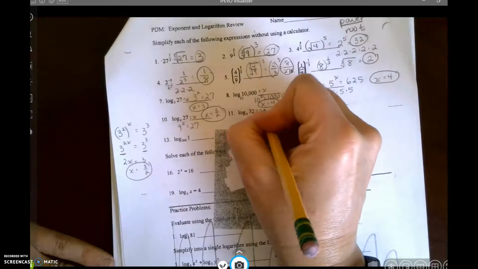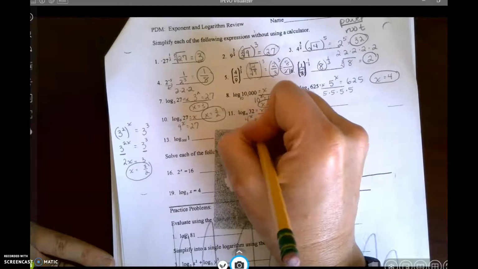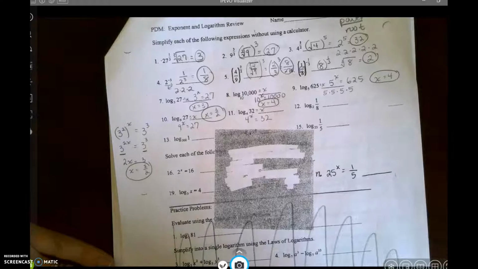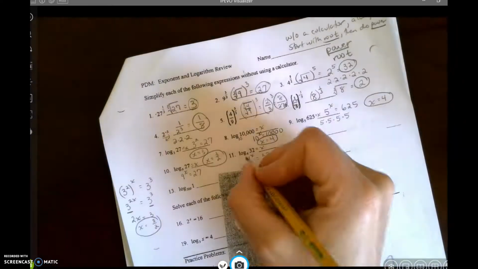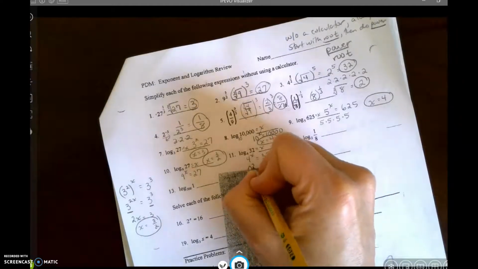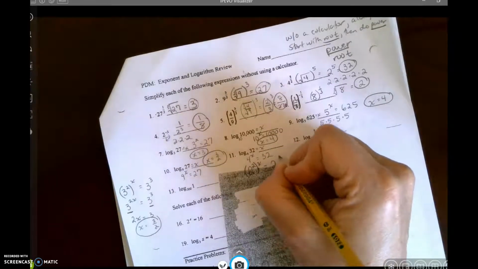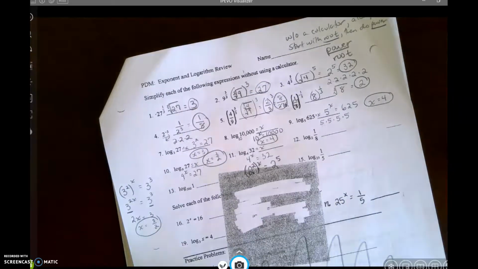Let's do number 11. Equals x, so 4 to the x equals 32. Let's see, 4 times 4 is 16, and then 16 times 4 is 64. So I can't just write 32 as a power of 4, so I need to find a common base. I'm going to use 2. So I have 2 squared to the x equals, I know now that 2 to the 5th is 32. We did it right up here.